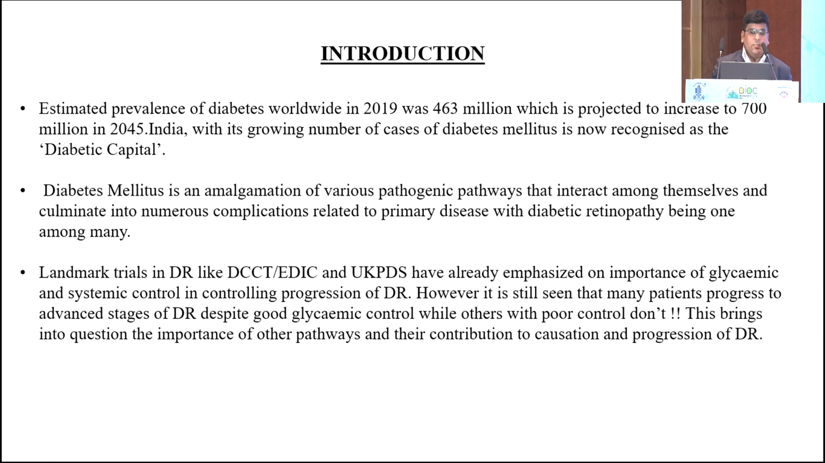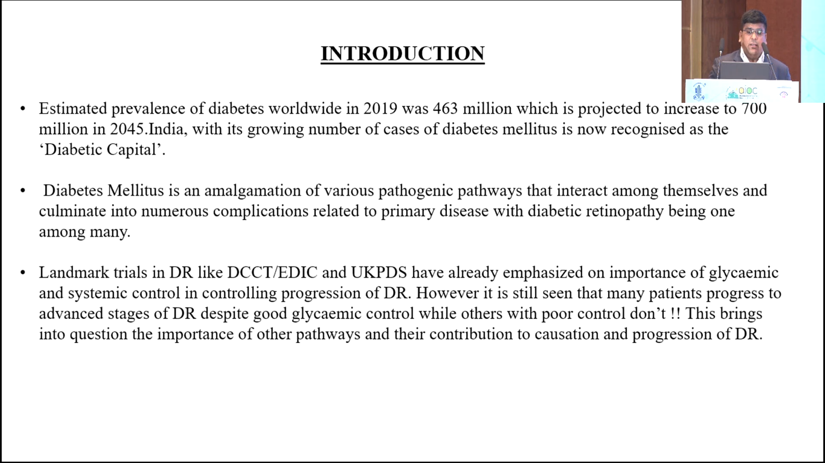Coming on to the introduction, the estimated prevalence of diabetes worldwide in 2019 was about 463 million, which was projected to increase to about 700 million. And also, as we all know, India is an upcoming diabetic capital. Diabetes is an amalgamation of various pathogenic pathways that interact among themselves and culminate into numerous complications which are related to the primary disease.